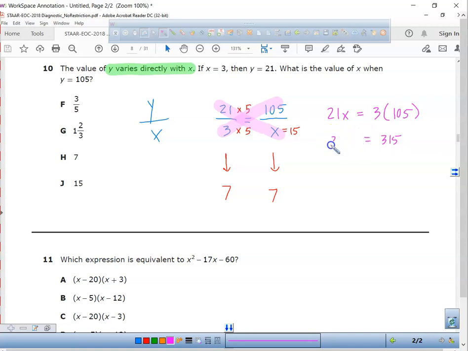And then what could we do to both sides? Divide both sides by what number? 21. And you get the same answer, x equals 15. So if you like cross multiplication, that will always work. Cross products are always equal when you have two equal ratios. So here's how it works.